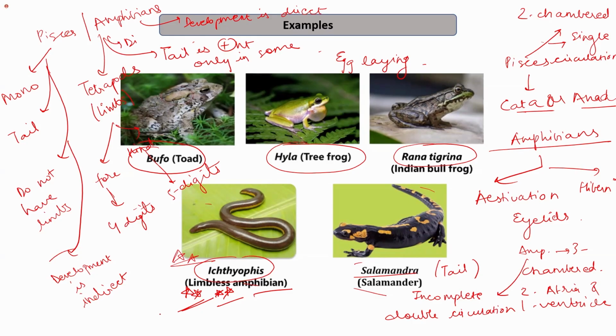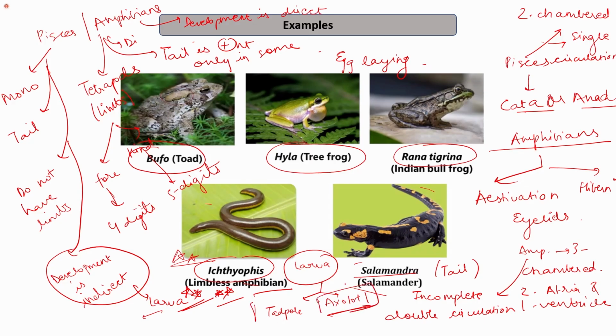For example, we learn about two larvae. The larva in frogs is the tadpole larva. And for the salamander, it is the axolotl larva. So you need to remember these names, axolotl larva and tadpole larva. Axolotl larva might be asked in the exam also, that what is the larva of salamander called. So it is the axolotl larva. The development is indirect in case of amphibians, while the development is direct in case of the Pisces. So these are the differences between these two classes of the phylum Chordata.